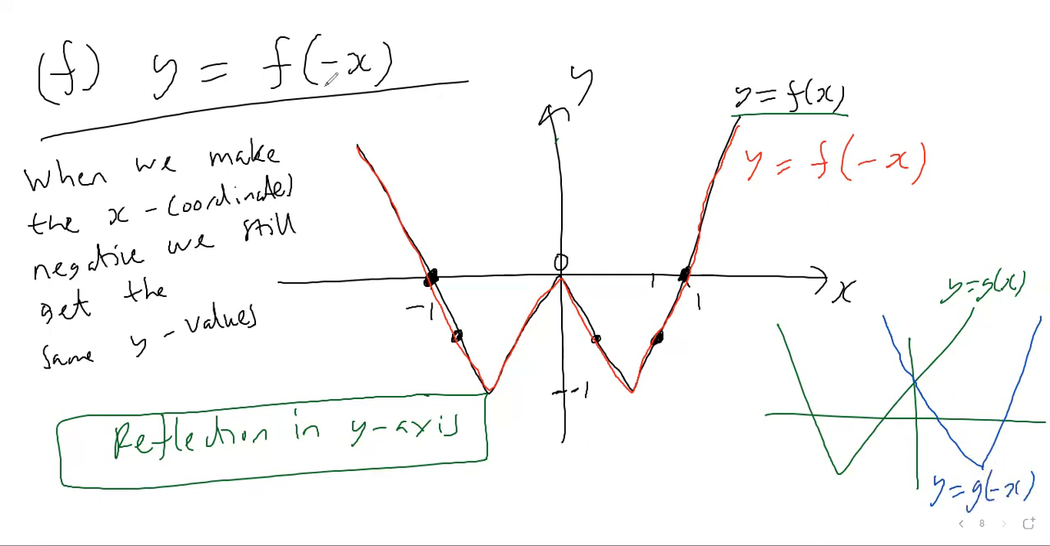So again, when you plug in the negative x value into your function, you're actually flipping it over the y-axis. So you're doing a mirror reflection in the y-axis because you're swapping your x coordinates around, you're making them negative, so you're just flipping it over the y-axis. So that's what this transformation is going to be. f of negative x is a reflection in the y-axis.